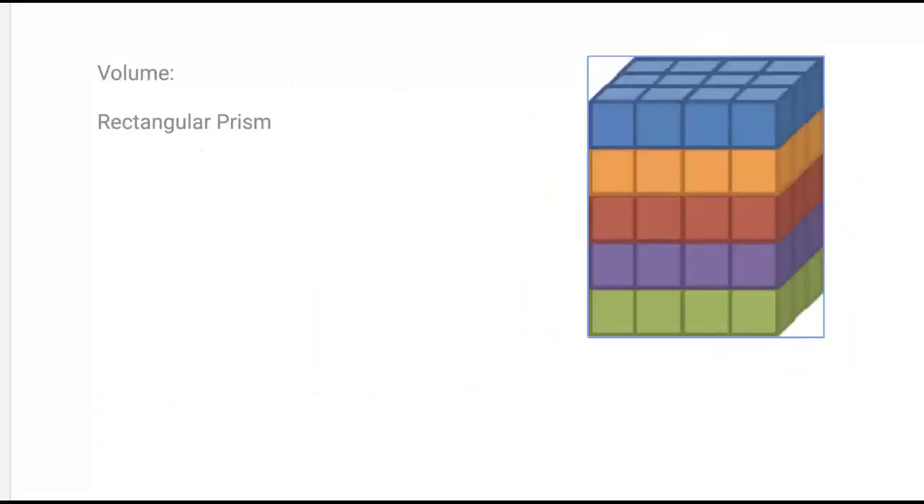The picture of this rectangular prism has each layer colored a different color. Pause the video if you want to see if you can come up with a multiplication expression that will lead to the total volume of this rectangular prism. Remember, we need to find how many cubes are in one layer and then multiply that by the number of layers in the rectangular prism.